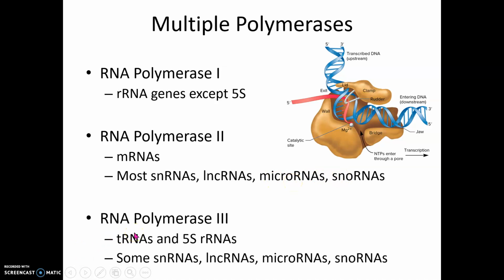And then RNA polymerase 3 does the tRNAs and the 5S rRNAs, and then some that's not met by RNA polymerase 2. So RNA polymerase 2, mRNAs, okay? 3T, if that will help you. So RNA polymerase 3 transcribes tRNAs.